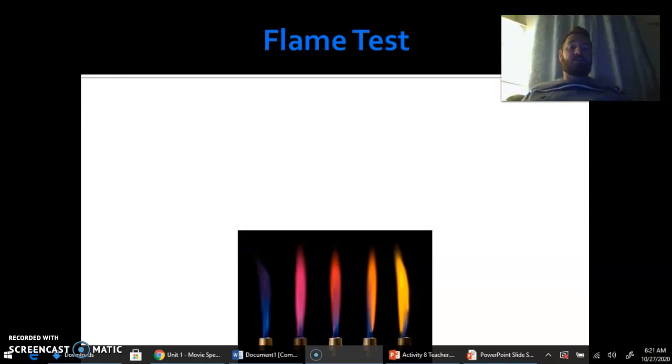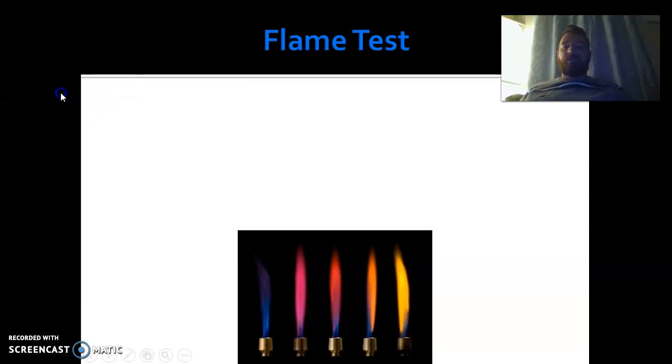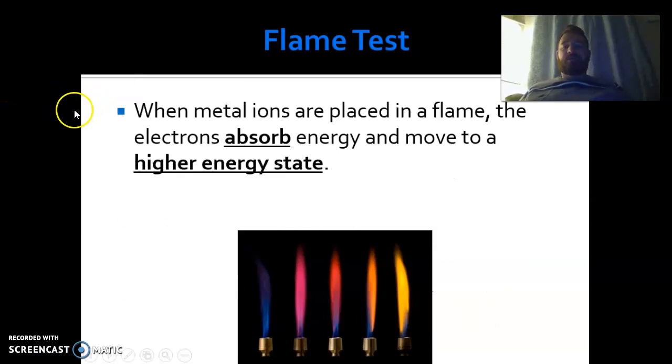Alright, and so we were just looking at the nanoview of what would be happening during a flame test, and that's what we're going to be doing during our investigate in class, is doing the flame test. One of my favorite investigate activities we get to do throughout the semester. So let's talk a little bit about the flame test and what's happening. Right, so when metal ions are placed in a flame, right, so we're going to be putting salts on a wooden stirrer and just holding that over the Bunsen burner for a second at a time.